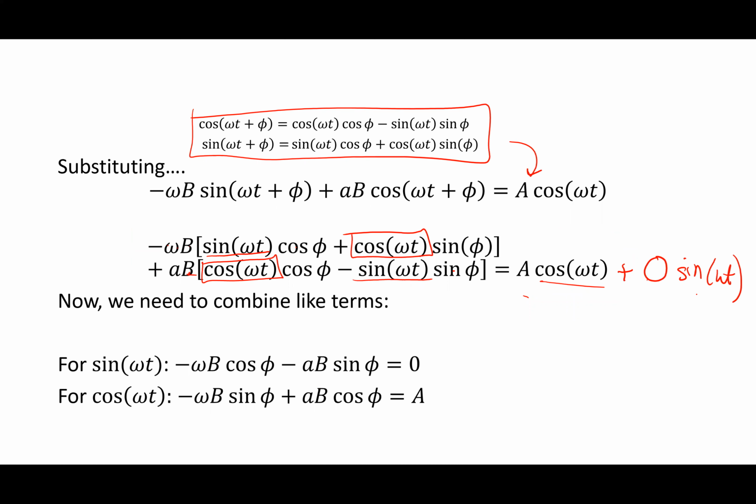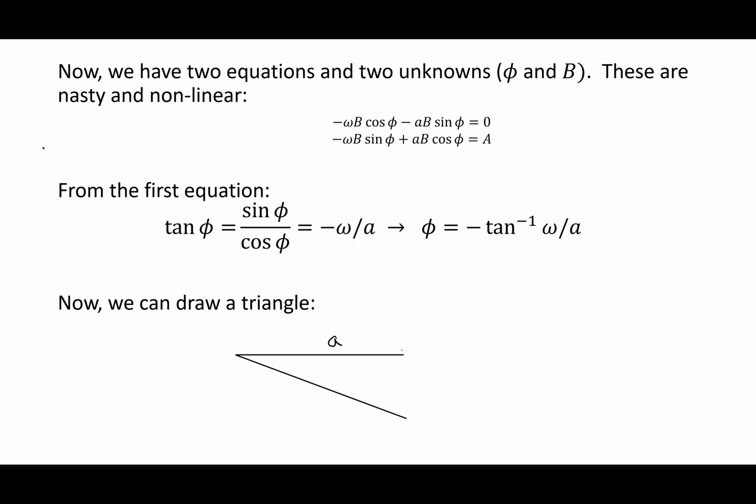And I have 0 sine omega t terms. Okay. Then what I do is group all the terms on here and figure out that the coefficient A has to be equal to this, and the coefficient 0 has to be equal to this. I put that together and end up drawing a triangle and all sorts of stuff to figure out what is phi from that triangle, what is B from that triangle.